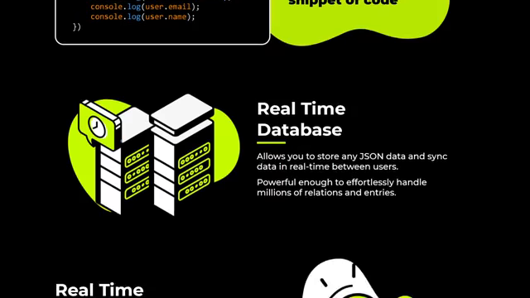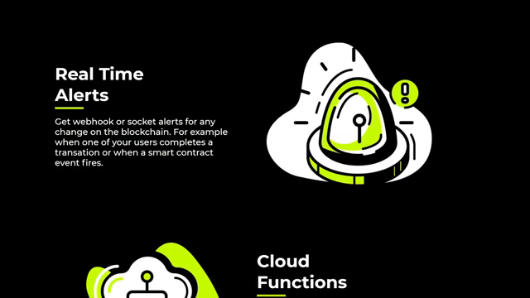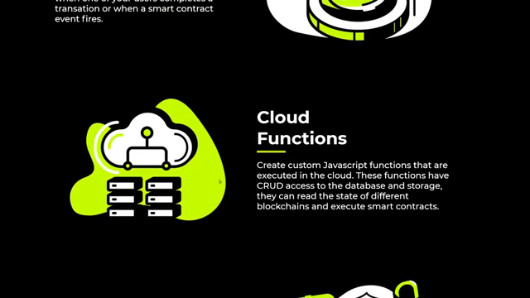You get real-time database, which means that you can store any JSON you want about your users. And it's powerful to handle millions and millions of users and millions of relations, and so on and so forth. You get real-time alerts. As soon as something happens on the blockchain, maybe some kind of event, maybe some kind of transfer, maybe some kind of trade happens on the blockchain, you get alerted. You can run custom code as a response to this alert. So we do it all for you.